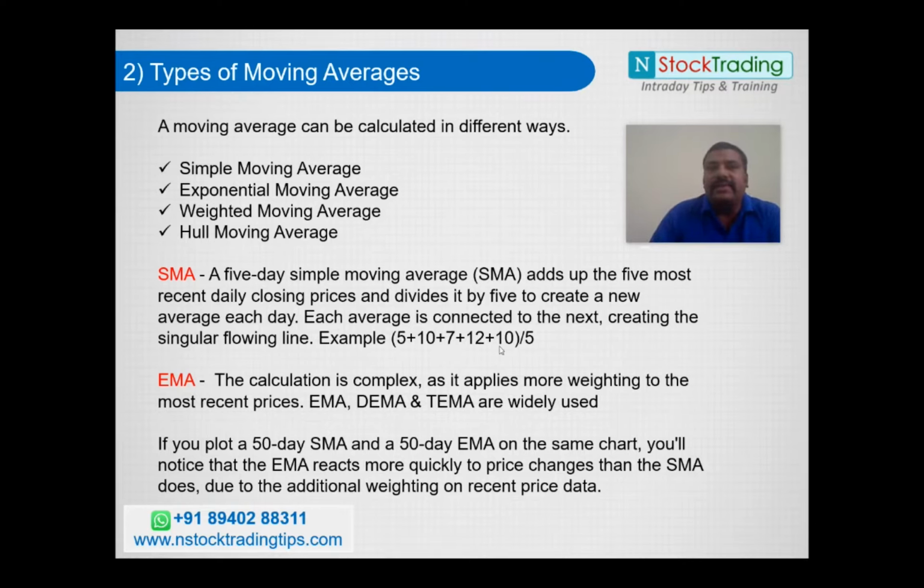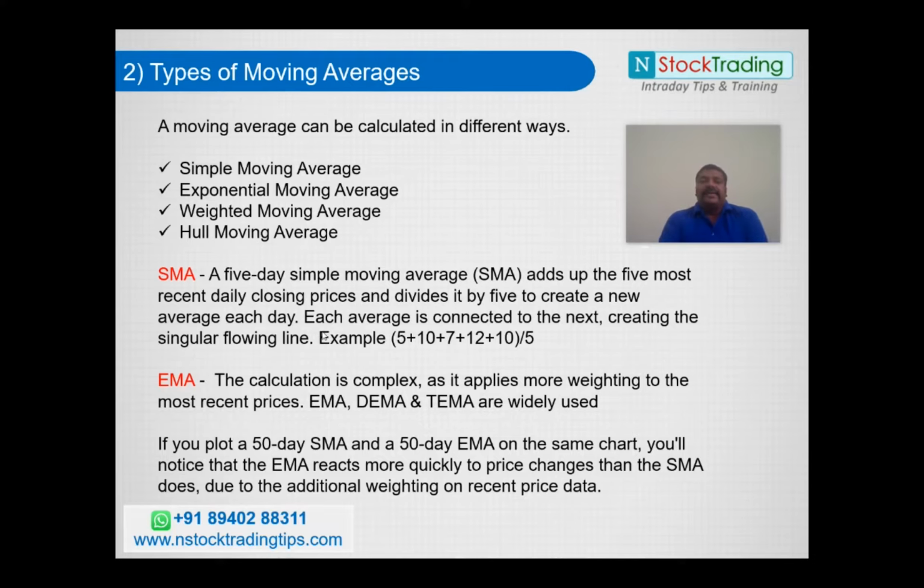It's divided by 5, the total number of time periods. This is simple moving average. Each average is connected to the next, creating a single flow line. Here, for the 5 different time periods, the weightage is all the same. Like 5 days or 5 candles before, this has the same weightage as the latest candle. This is called simple moving average.